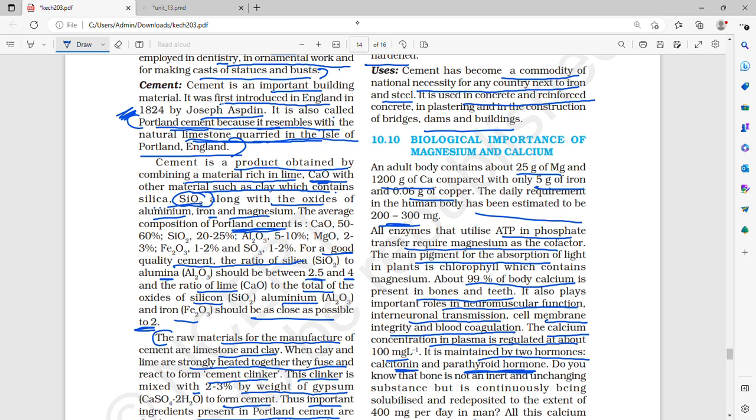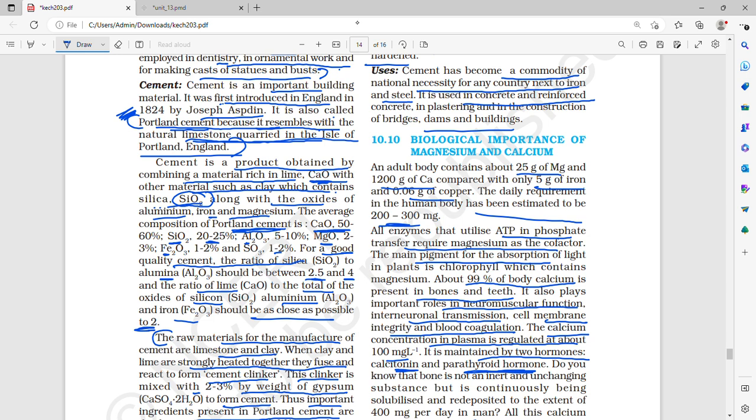What is the average composition of Portland cement? It is 50 to 60% quicklime, calcium oxide. Then the silica content, silicon dioxide SiO2, 20 to 25%. Then all other oxides: aluminium oxide Al2O3, 5 to 10%, magnesium oxide 2 to 3%, iron oxide Fe2O3, 1 to 2%, and SO3, that is sulfur trioxide, 1 to 2%.